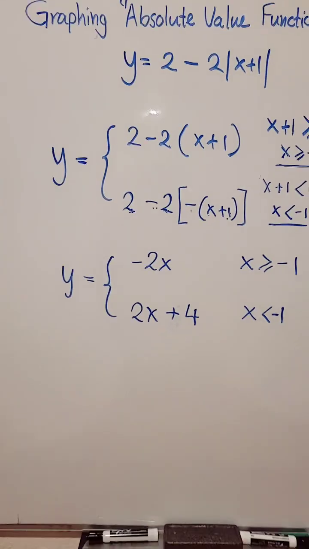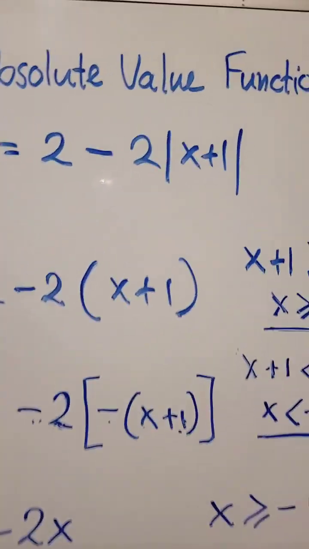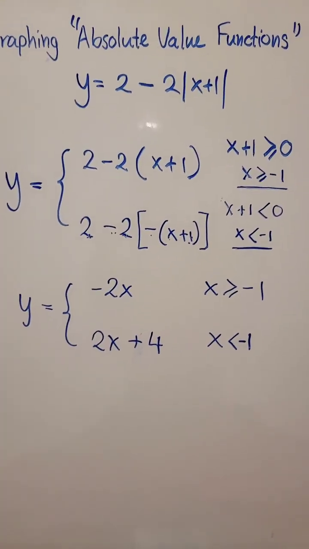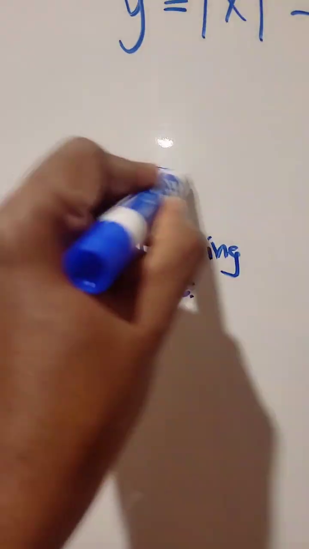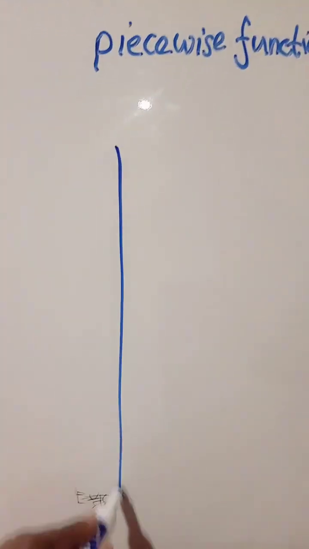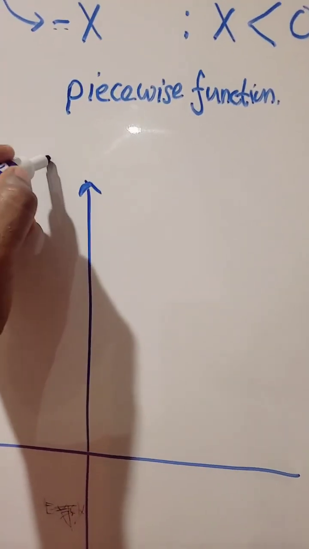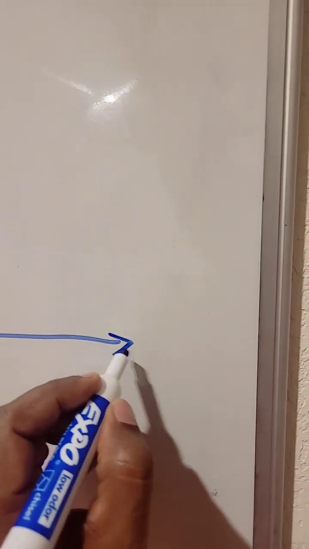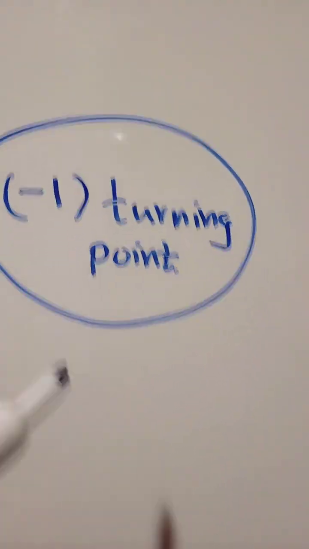And look, we have our piecewise function. The absolute value function is converted into its piecewise form. Now we are ready to plot the graph, and keep in mind the turning point. At x equals minus 1, we will have a turning point. So I'm going to sketch. This is not a precise graph, it's just a sketch. That's the y-axis, that's our origin, and over here we have our x-axis. As I told you, the turning point is minus 1.